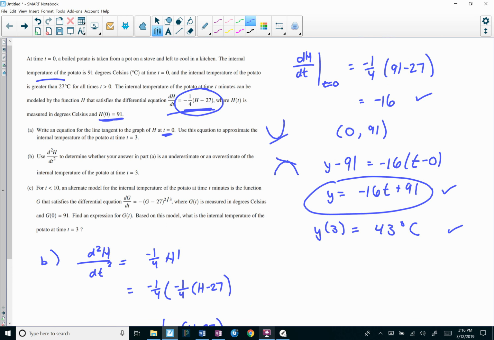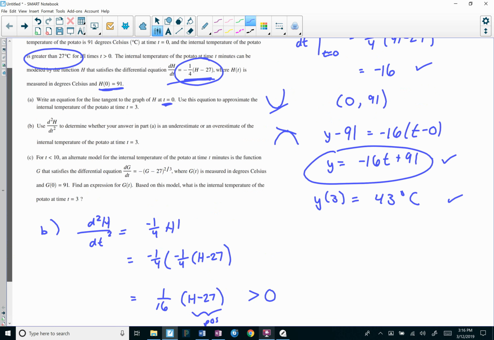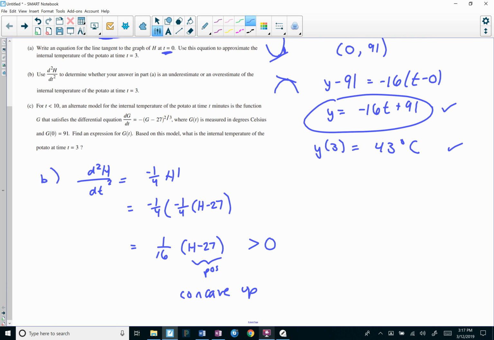The temperature is always greater than 27, which means this part is always positive. So my second derivative is a positive number. If the second derivative is positive, that means we're concave up. And if you're concave up, that tangent line is going to be below the curve. So that means it's an underestimate. And that part was worth, oh man, only 1 point. That's kind of crazy to me.